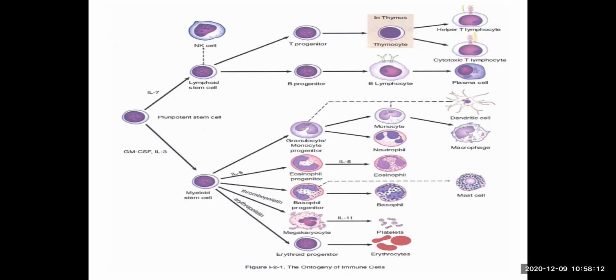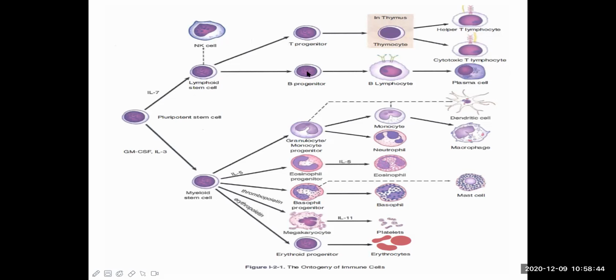Now we have two types of T cell: helper T cell and cytotoxic T cell. What is another name for helper T cell? CD4, exactly. And cytotoxic T cell is called CD8 cell. Very good, CD8. So you can safely say CD4 for helper T cell and CD8 for cytotoxic T cell.